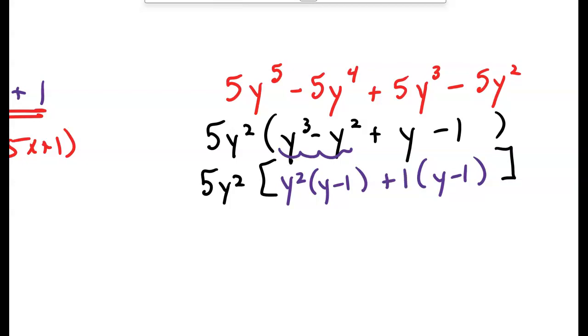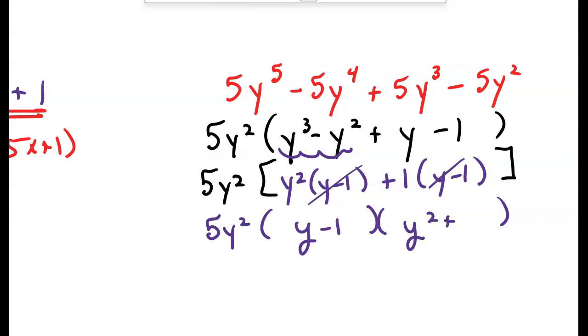Great. So now I'm going to bring this 5y squared down, and now I'm actually ready to put my parentheses in. Take out your greatest common factor. What do you have? Y minus 1. What gets left over if you take out your y minus 1? Ask yourself, can you go further? Can we on any of them? No. Then you're not.